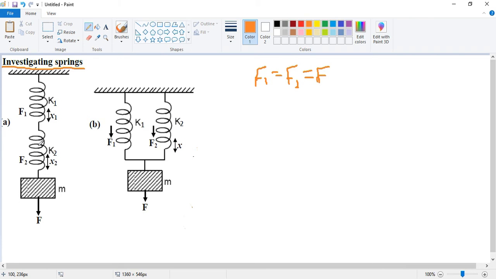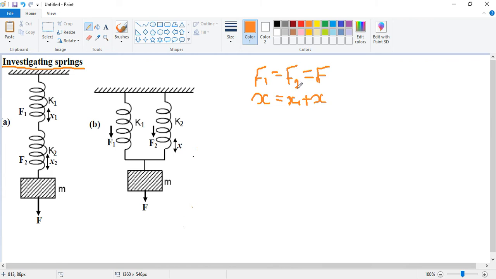They experience the same tension. So the force in each spring, which I'm calling the tension, will be the same, but the extension may not be the same, depending on how stiff each spring is. Because the extension may not be the same, the total extension, which I'm calling X, is equal to X1, the extension in the first spring, added to X2, the extension in the second spring. And F1 equals F2, which is equal to F.